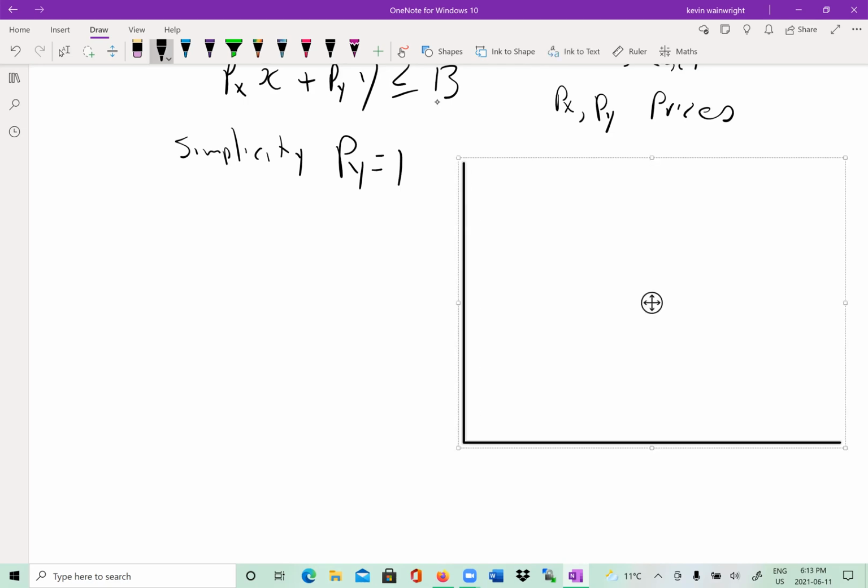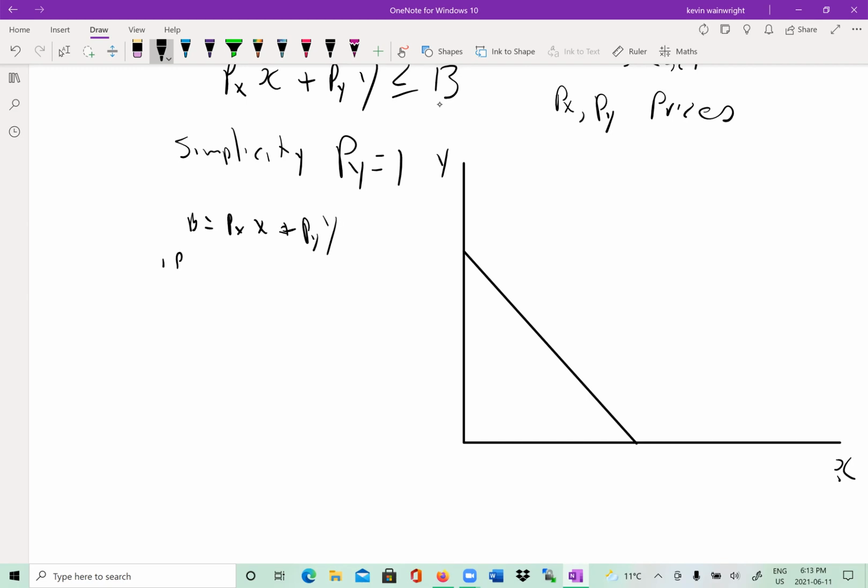Now, if we look on our XY axes and put in the budget line, then our budget, B equals PX times X plus PY times Y. And if X equals 0, Y is equal to B over PY. And if Y equals 0, X equals B over PX.